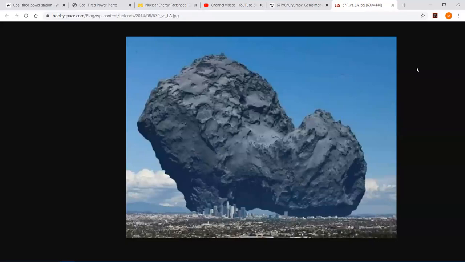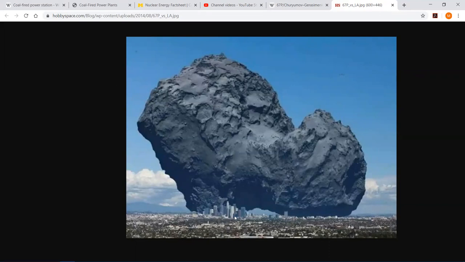And I think they malfunctioned and the lander did in fact bounce. It didn't escape, but it bounced like a couple miles away and landed in the shadows where the solar panels were not receiving light for several months. So the mission didn't go as planned. But here's a nice graphic comparing the size of the comet to downtown Los Angeles.